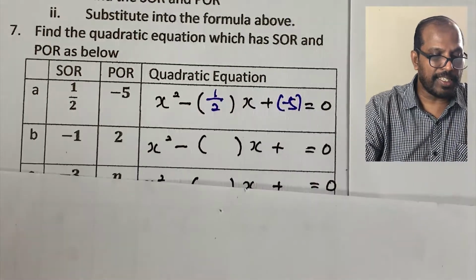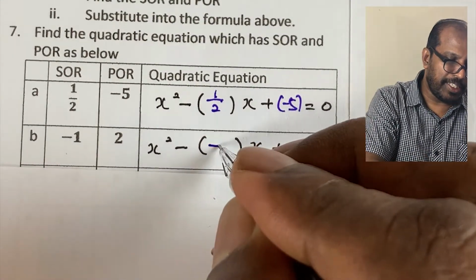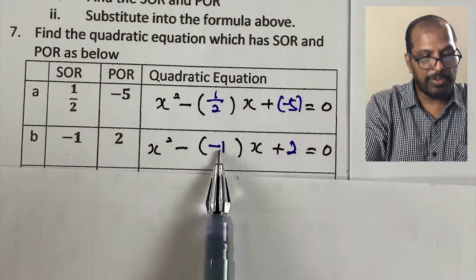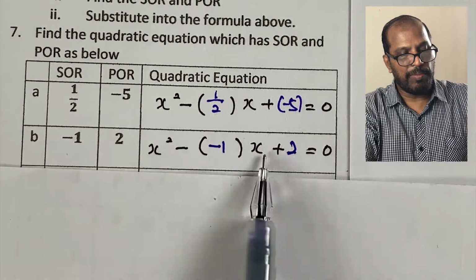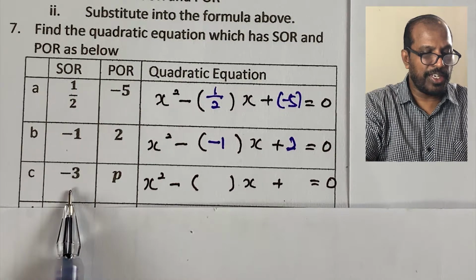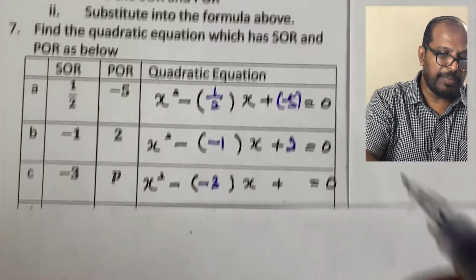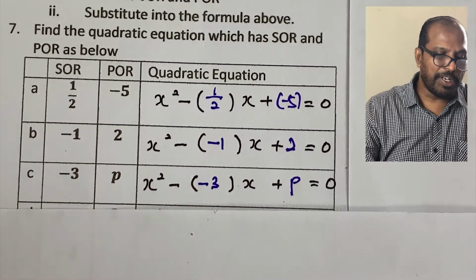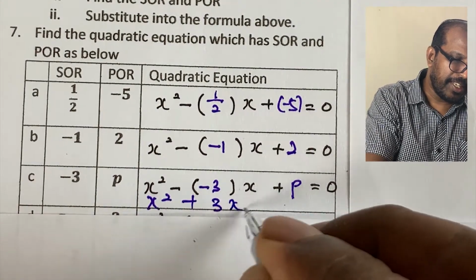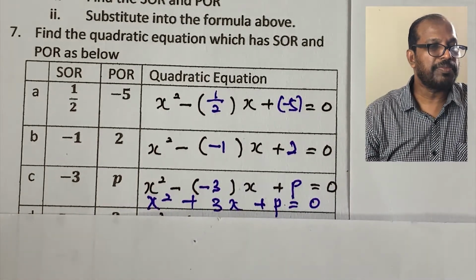Then you simplify. Example 2. Let's say we have negative 1 and 2, so the sum is negative 1 and the product is 2. You substitute the sum of the roots as negative 1 and the product as 2 into the formula. Let's look at the third one. The sum of the roots is negative 3, so substitute negative 3, and the product of the roots is p, so put p. If you simplify, you get x squared plus 3x plus p equals 0. That will be the equation.